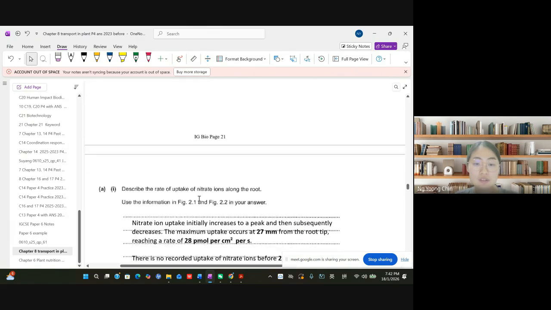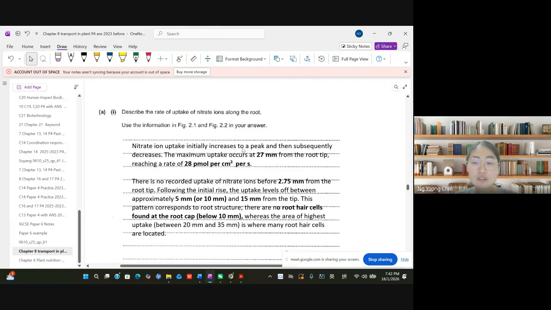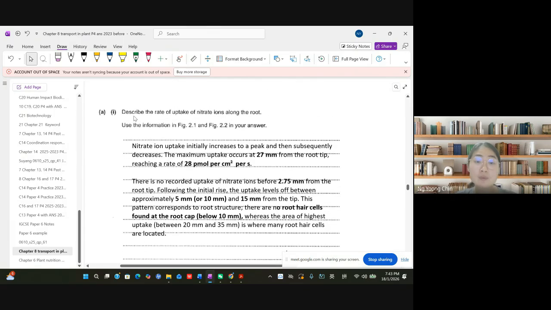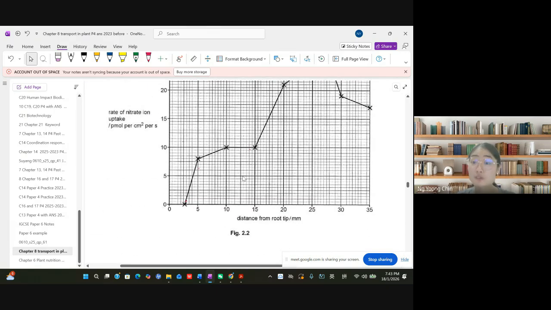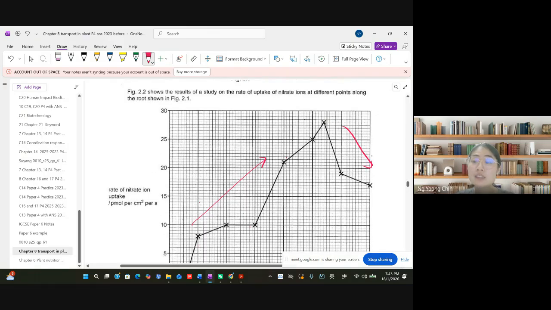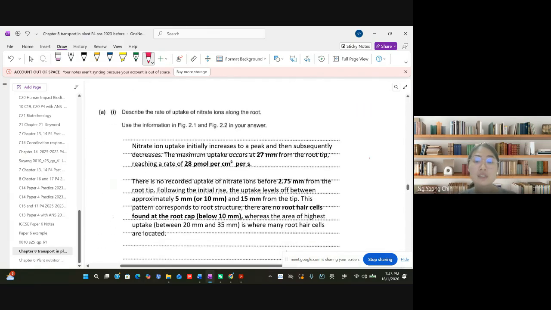So the uptake of nitrate ions initially increases to a peak and then subsequently decreases. You need to describe the overall trends. It's 5 marks, because they ask you to describe. Describe refers to describing the trend of the graph. Initially it's showing an increasing trend, but later it's decreasing. So that's why you need to write this.